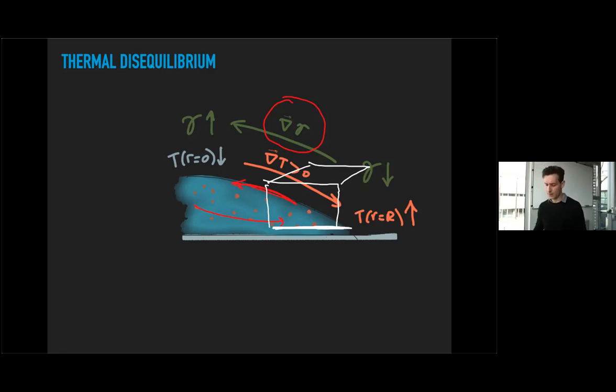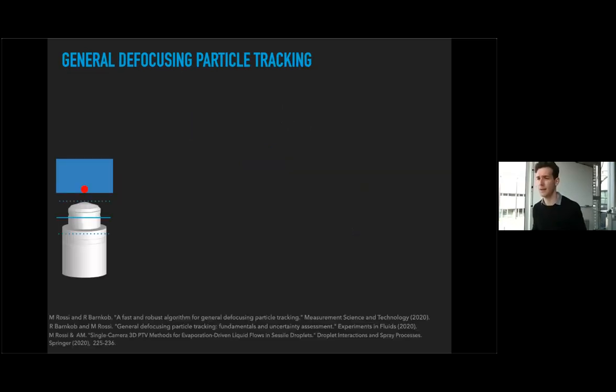Luckily, my colleagues in Germany have developed a very nice technique in which, with only one single camera and one single point of view with a microscope, we can actually track the particles in three dimensions. I'm going to spend just one slide, just a couple of minutes, to explain what this is. This technique has been developed by Massimiliano Rossi and Rune Barnkob. Here you have a few very recent papers in which they improved the technique that we have been using in the last years, and also a recent review in which Massimiliano and I review how to use it for evaporating droplets. The idea is very simple.